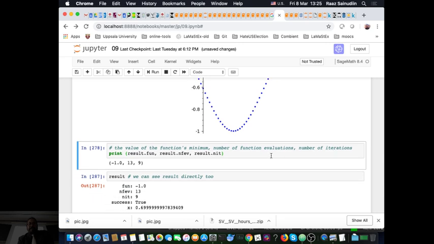Okay, so then you can also plot result.fun, which will return the value of the function at the end of the iteration. Like when the algorithm started somewhere, it jumps around and it stops, and then it tells you the value of the function. So this is the minimum value. And then result.nfev is the number of function evaluations. It did 13 function evaluations, and the number of iterations in the algorithm is 9.